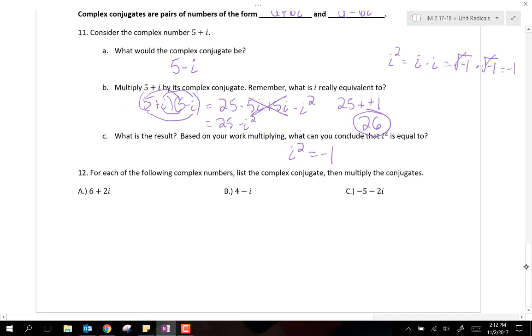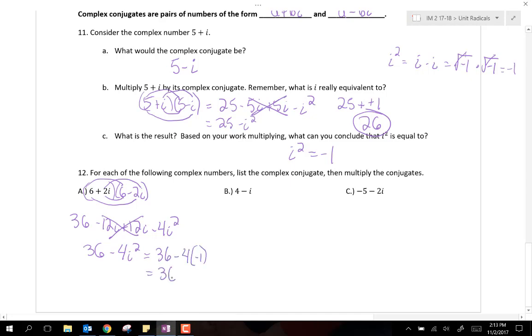Now let's multiply these by the conjugates. So 6 plus 2i and 6 minus 2i. We get 36, negative 12i, positive 12i, negative 4i squared. So those middle terms cancel out. i squared is negative 1, so it's negative 4 times negative 1. Multiply those together, we get 4. So 36 plus 4 is 40.